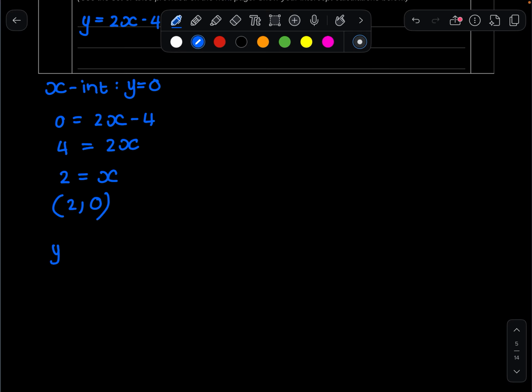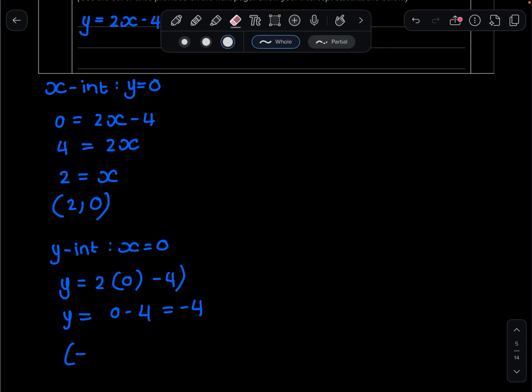Our y-intercept for this line, and for every line, is when x is 0. So we're going to have y is equal to 2 times 0 minus 4. So y is equal to 2 times 0 is 0, minus 4. So y is minus 4. So this is going to be the point (0, minus 4). So let's draw this line first.